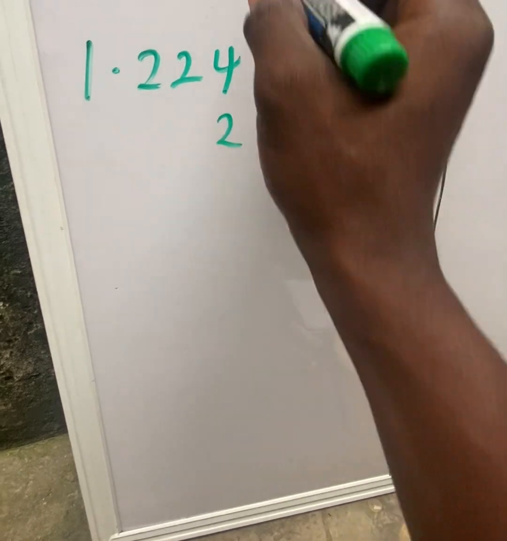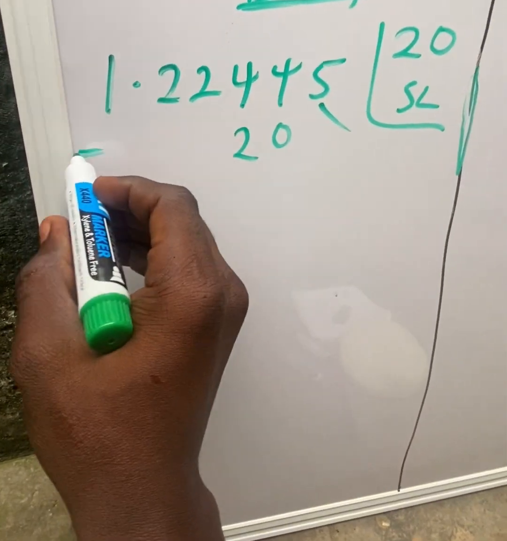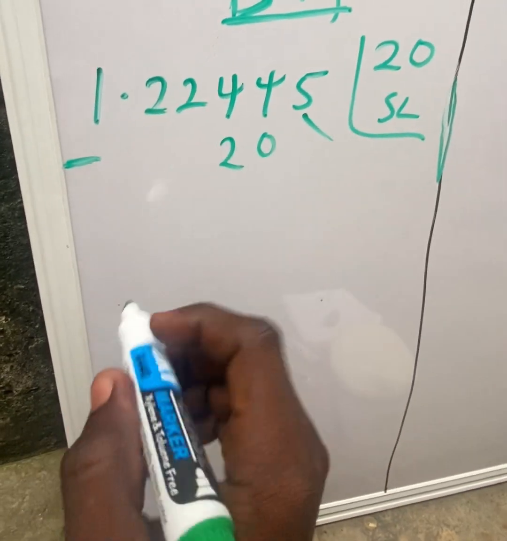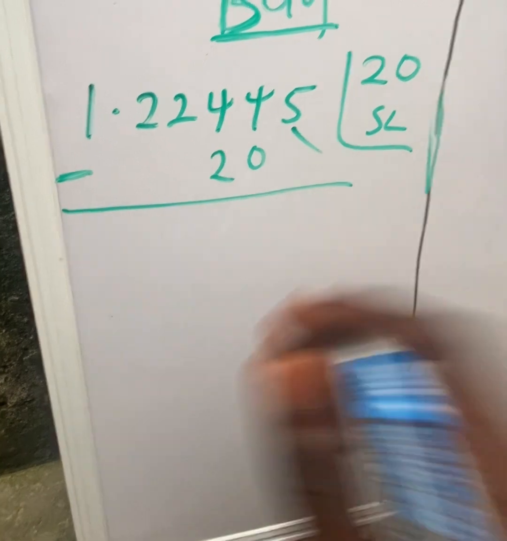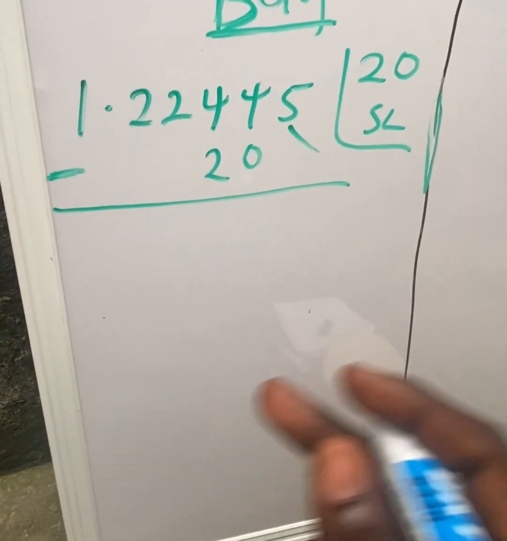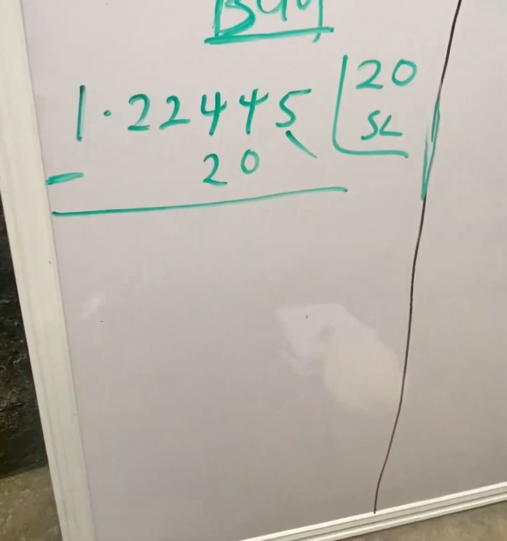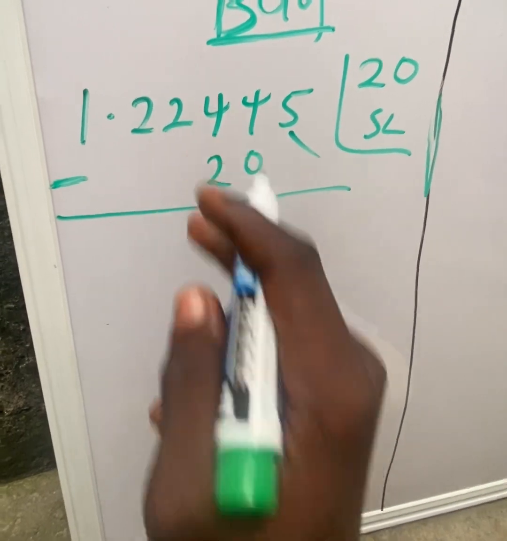Then if you are buying, as you can see, this is a buy. If it's a buy, all you have to do is subtract the stop loss from the current market price. But if you are selling, you have to add the stop loss pips to the current market price. So in this case, we are buying, so you have to deduct 20 pips from the current market price.